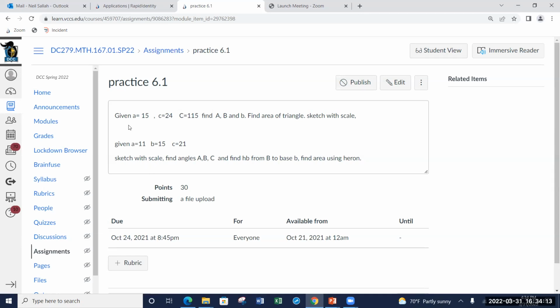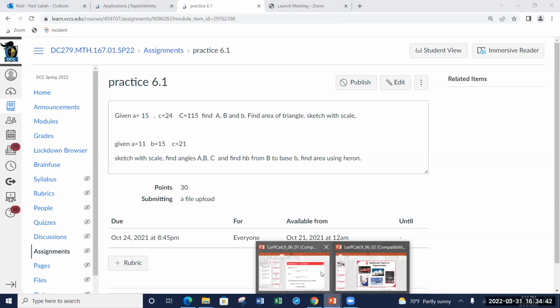Well, let's practice the first one. The second one is from the second section. You have two edges and one angle. I need to draw with a scale. Let me show you how to draw with a scale first.